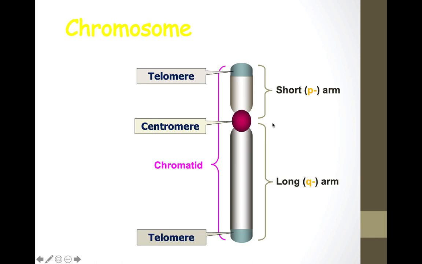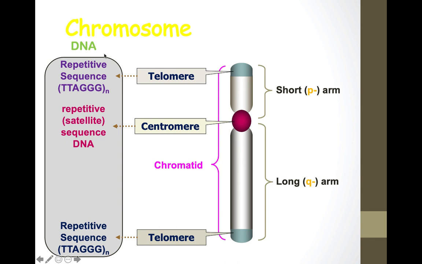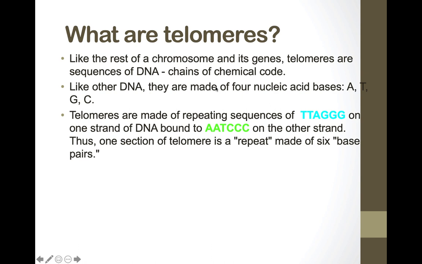At the telomere end, you have many repetitive sequences, usually repeated over and over again. And this protects the chromosome from degradation. If you recall from your biology, telomerase caps this area with more of these repetitive sequences, and as you lose them, that is usually associated with aging. Repetitive satellite sequences can happen anywhere, usually around microsatellites, so they can happen in the centromere or in other parts as well. So what are telomeres? Like the rest of the chromosome, they are sequences of DNA, chains of chemical codes. There's nothing more than we just said.